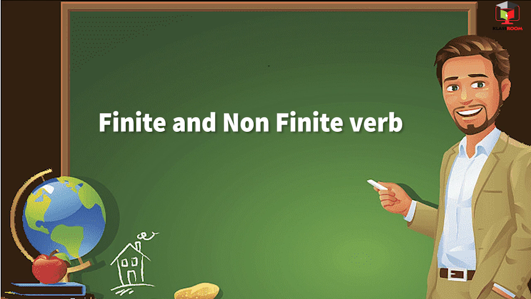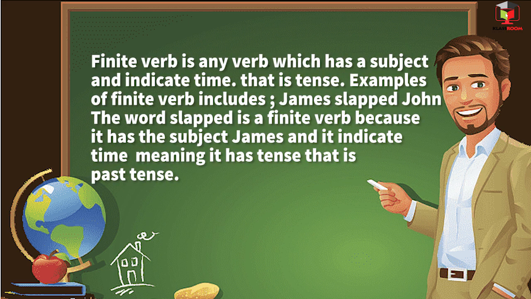Finite and non-finite verb. A finite verb is any verb which has a subject and indicates time, that is, tense. Examples of finite verb include James slapped John. The word slapped is a finite verb because it has the subject James and it indicates time, meaning it has tense, that is, past tense.